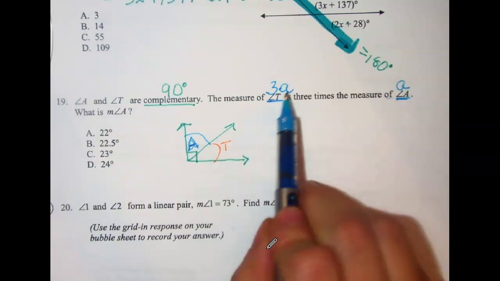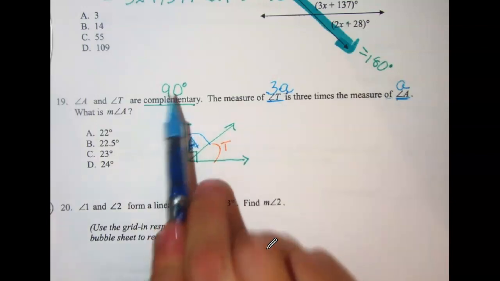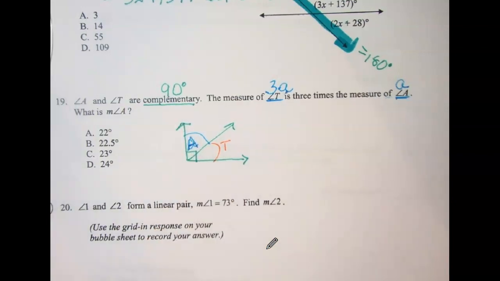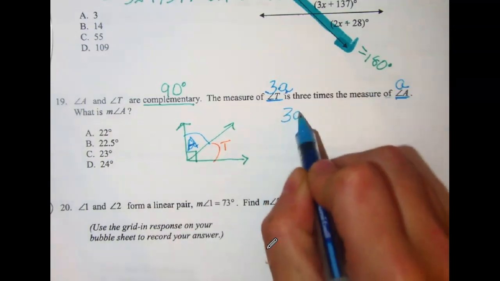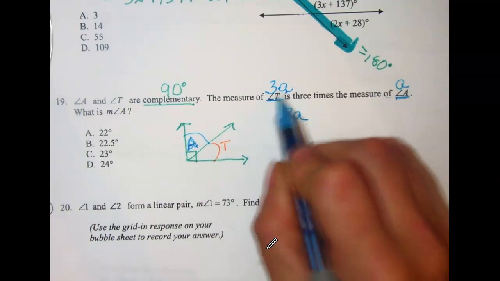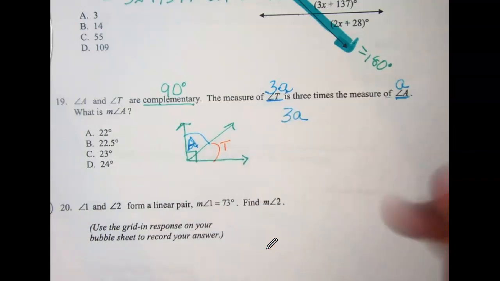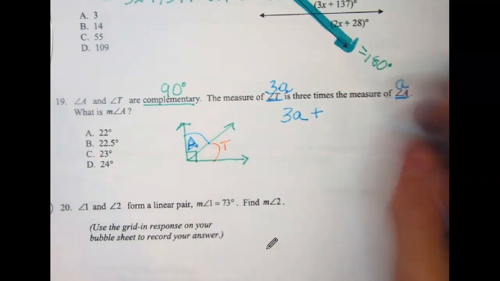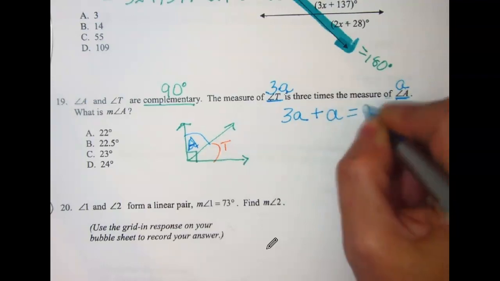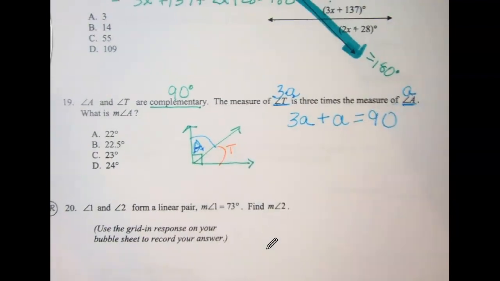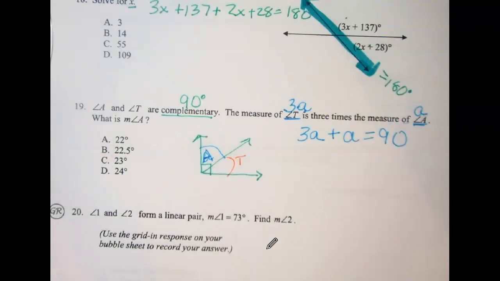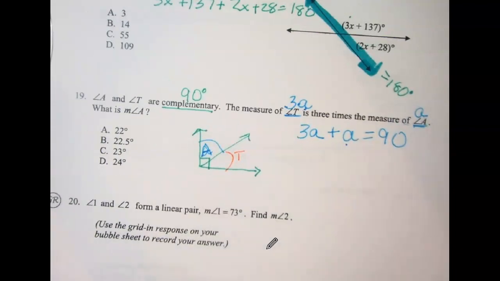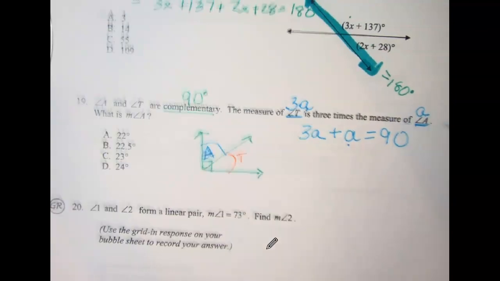And we know if they're complementary, they equal 90 degrees. So we're going to set that up. You just have your 3 times A, which we know is our T, but we're going to just use one variable, plus the A equals 90. And then it wants you to solve for the measure of angle A. So A all by itself. Once you solve, you have the answer. You don't have to plug it back in.